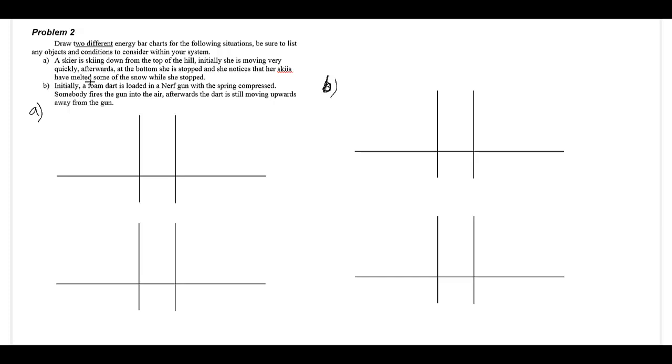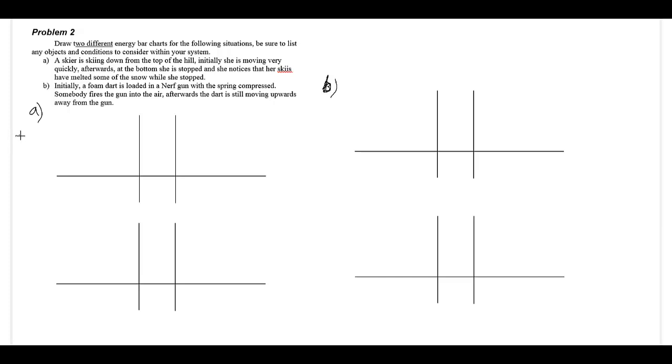So let's start. A skier is skiing down from the top of the hill. Initially, she is moving very quickly. Afterwards, at the bottom, she's stopped and notices that her skis have melted some of the snow while she's stopped. We can look at this in 2 different ways. In order to make 2 different bar charts for the same situation, the skier moving very quickly and then stopped at the bottom of the hill, you have to pick different systems. That is the only way to get 2 different bar charts. So first let's pick our systems.